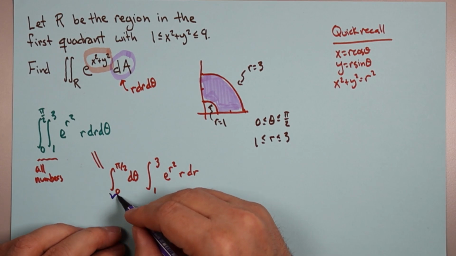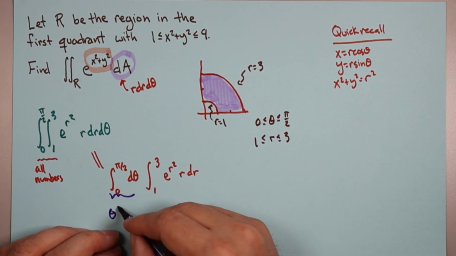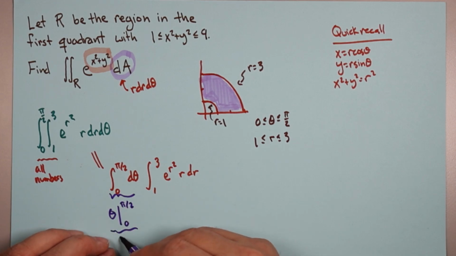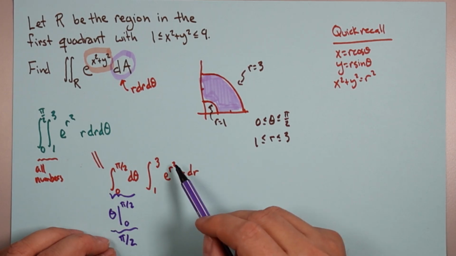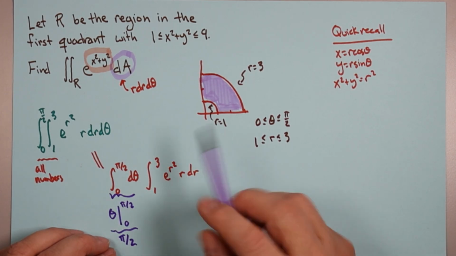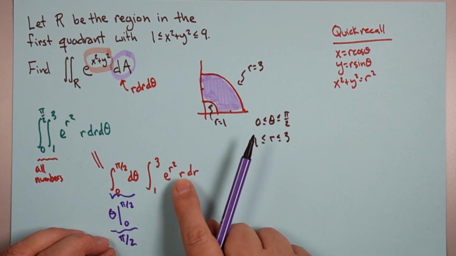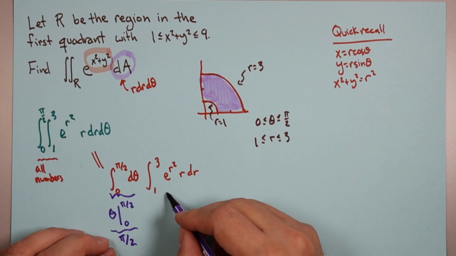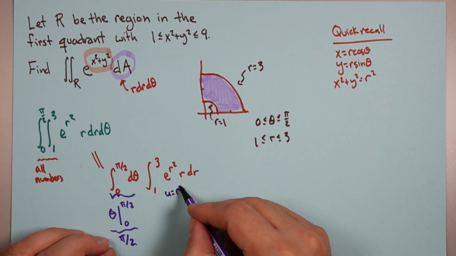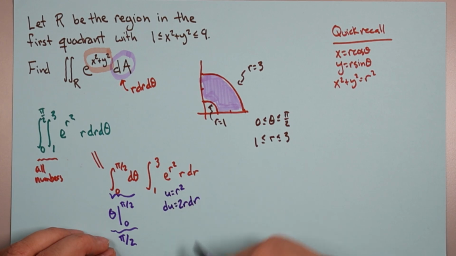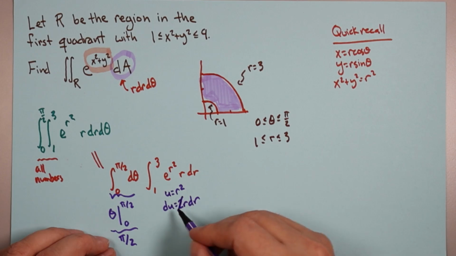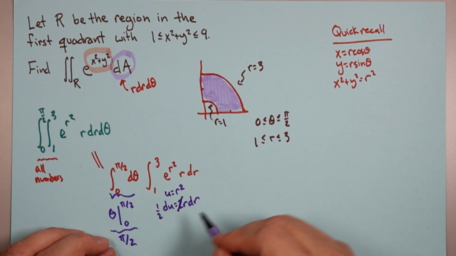So the first integral, we can work that one out. This will become theta, and we're going to evaluate from 0 to pi over 2, which means that this will become pi over 2. Now for this integral, e to the x squared, hopeless. But e to the r squared, by itself hopeless, but with an r, hope. Why? So u equals r squared. Then du is 2r dr. Or if you like, a half du is r dr.